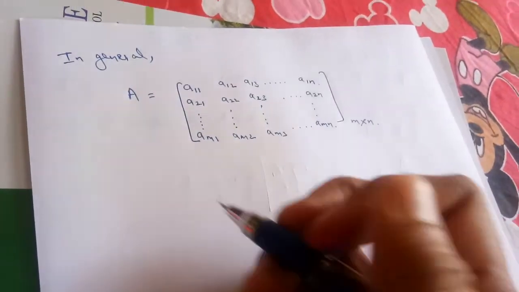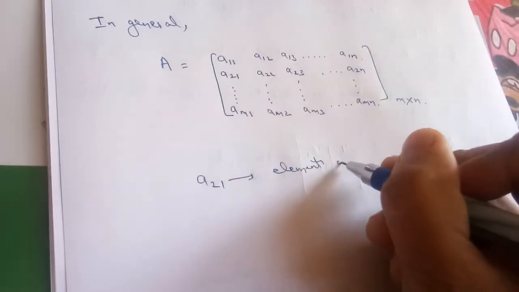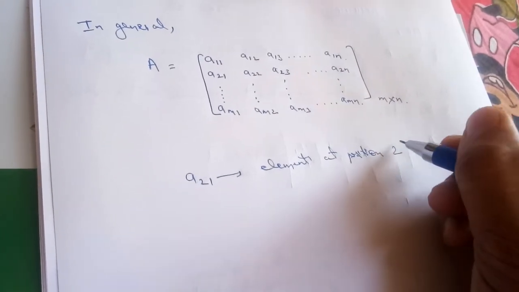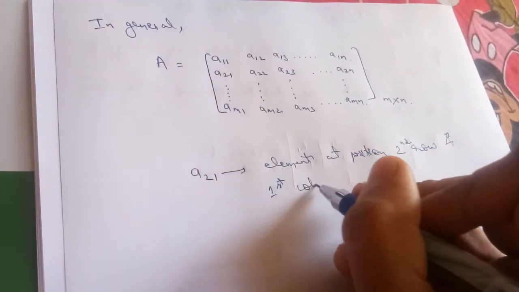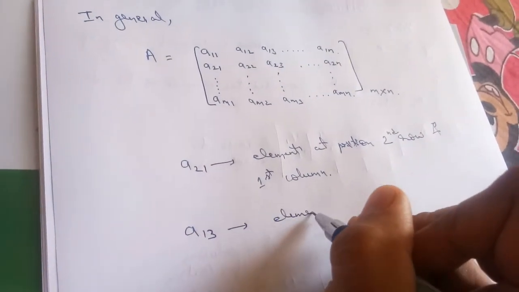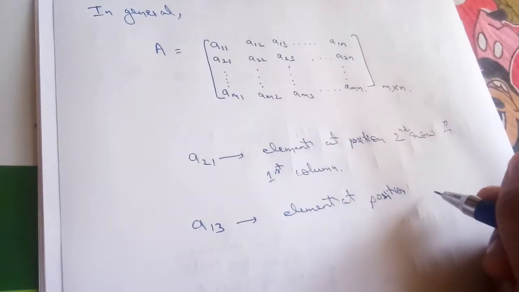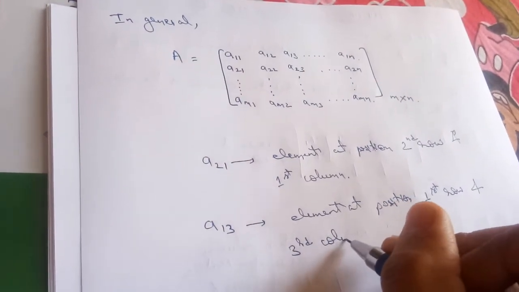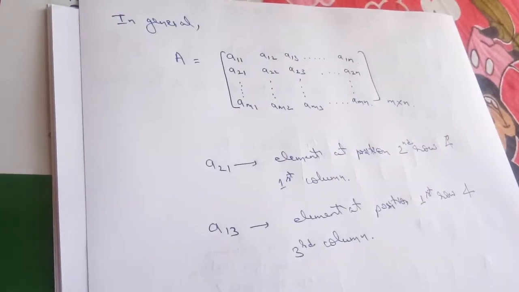Now what does A21 denote? It denotes the element at the position of second row and first column. Suppose we take A13, that means it is an element at the position of first row and third column. In this way we denote a matrix in general.